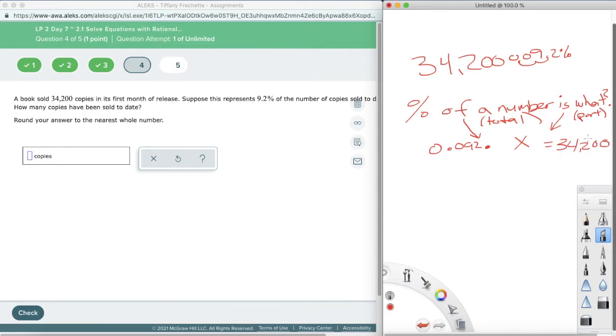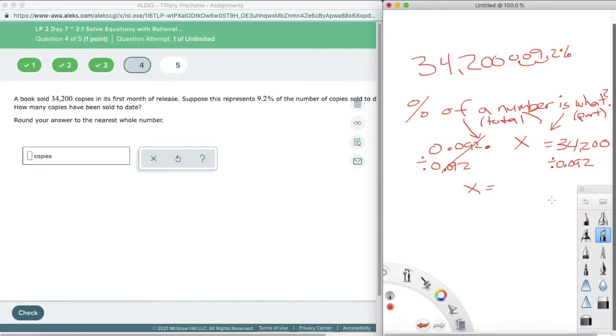All right, so in order to solve this, we say what's being done to the variable? It's being multiplied by this decimal. So we're going to divide both sides by this decimal. And we're going to end up with a pretty big number here. Any number divided by itself cancels. Doesn't matter how funky or small the number looks. Any number divided by itself cancels out.